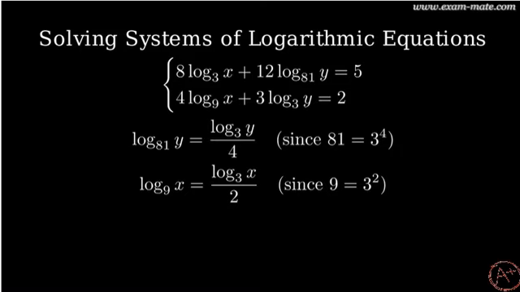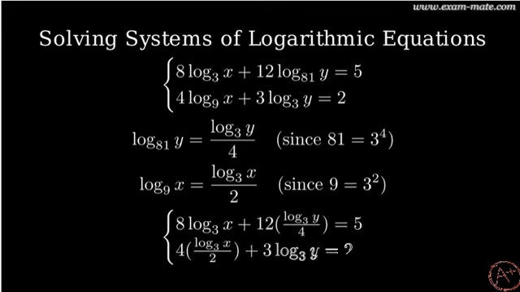Now, let's substitute these expressions into our original equations. This gives us 8 log base 3 of x plus 12 times log base 3 of y over 4 equals 5, and 4 times log base 3 of x over 2 plus 3 log base 3 of y equals 2.